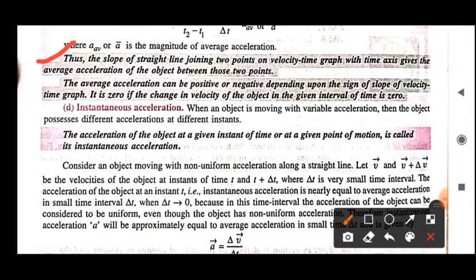The fourth type of acceleration, let's see, is instantaneous acceleration. So what is instantaneous acceleration? As we know, whenever the object is moving with variable acceleration, then the object possesses different acceleration at different instants of time. So the acceleration of the object at a given instant of time, or at a given point of motion, is called the instantaneous acceleration.